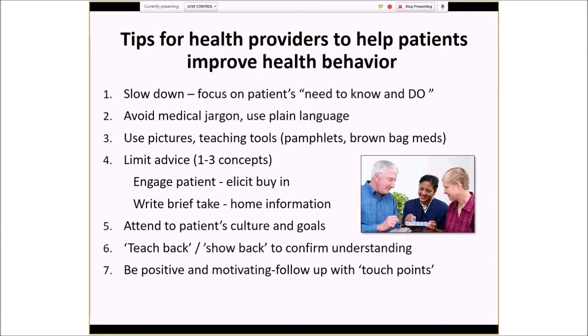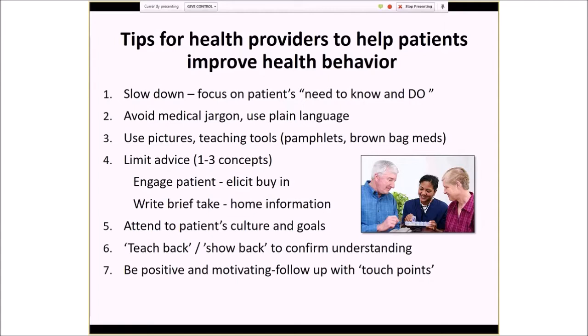Avoid medical jargon, use plain language, use pictures, teaching tools, pamphlets, brown bags to help convey the message. Limit advice. The more we tell people, the more they forget it. Engage the patient, elicit buy-in and give and take. And write brief take-home information. Write them a bullet point slide with 2 or 3 points on it.